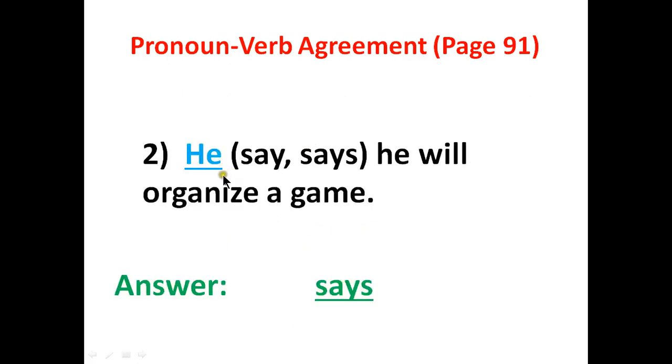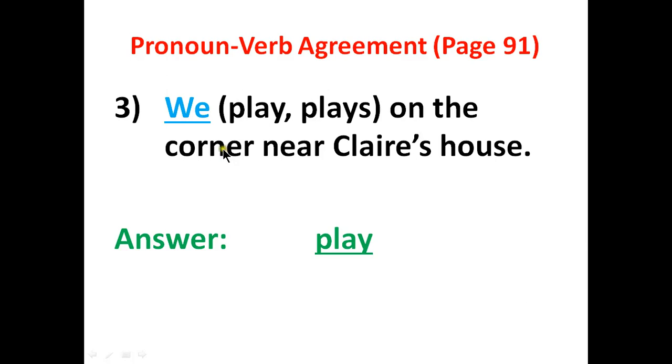Number 2. He says he will organize a game. Please underline he because it is a subject pronoun. For this he you will write says. Number 3. We play on the corner near Clary's house. Underline we and write play on the line.